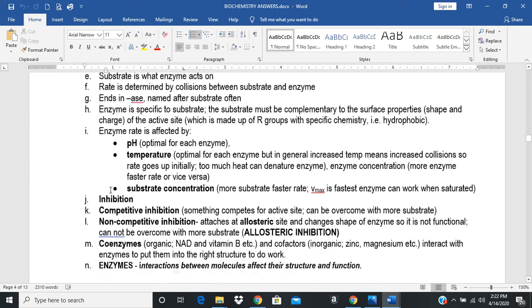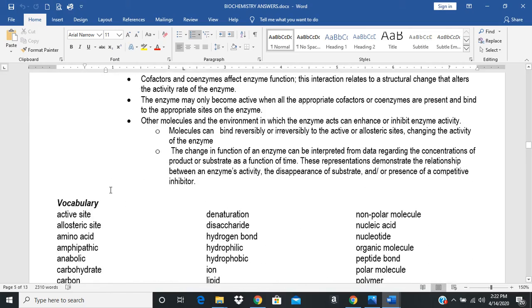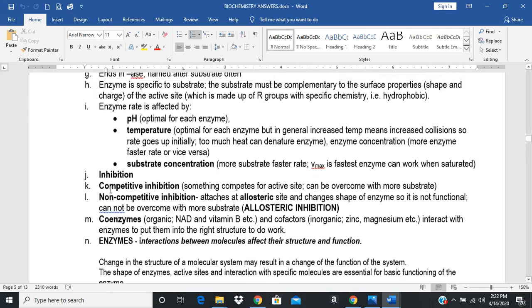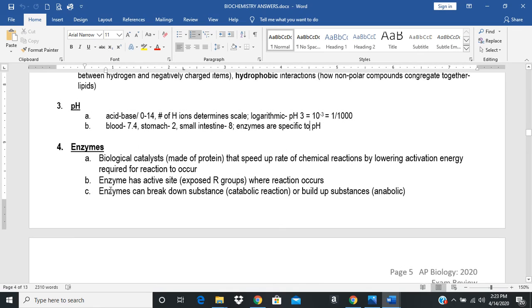We do have a little bit here. I'm just kind of scrolling down. Enzymes. We're actually going to address enzymes in another segment, but the key thing is that enzymes are catalysts that speed up the rate of chemical reactions, and they do that by lowering the activation energy, specifically finding an alternate pathway. Every enzyme has an active site, which consists of specific R groups where the reactions will occur.